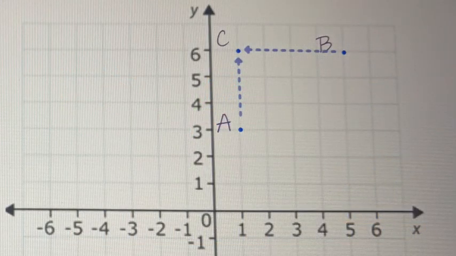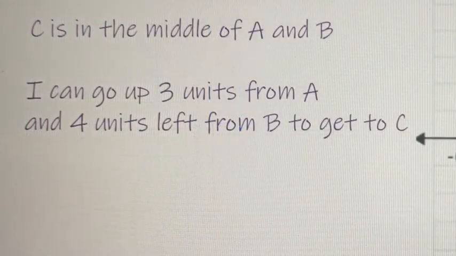So let's look at this problem. We have 3 points, and they make a triangle. A is (1, 3), B is (5, 6), and C is (1, 6). So it's really easy for me to get from A to C, because that's 3 units up. And from B to C, it's 4 units to the left. But what about from A to B?